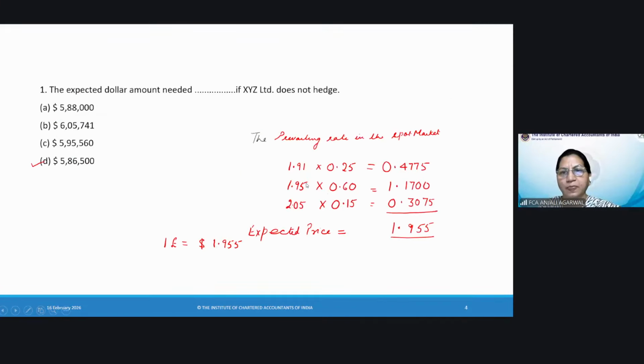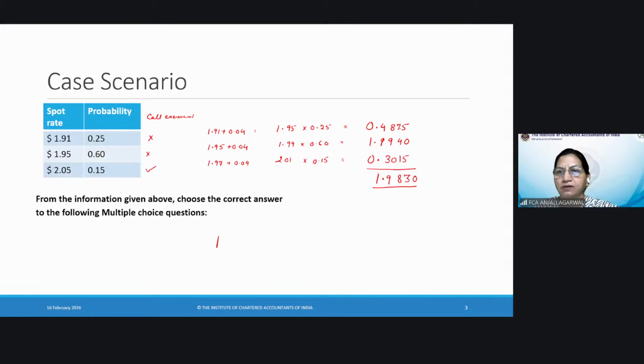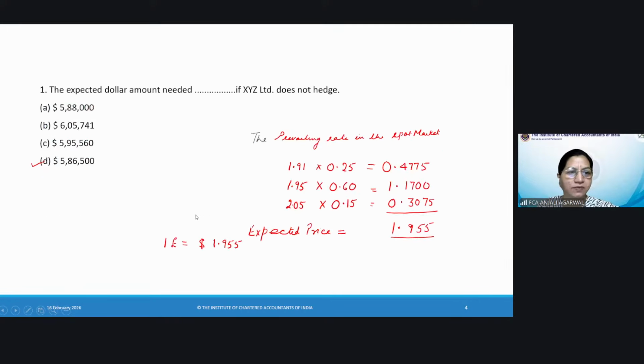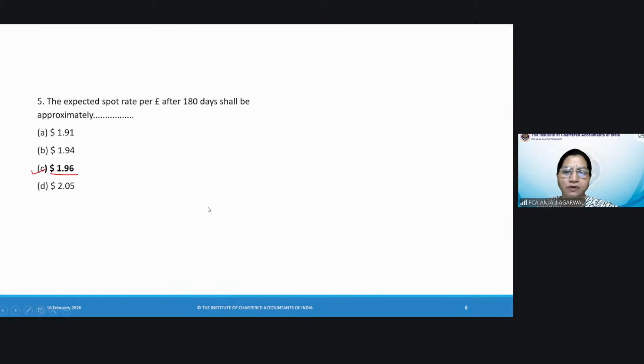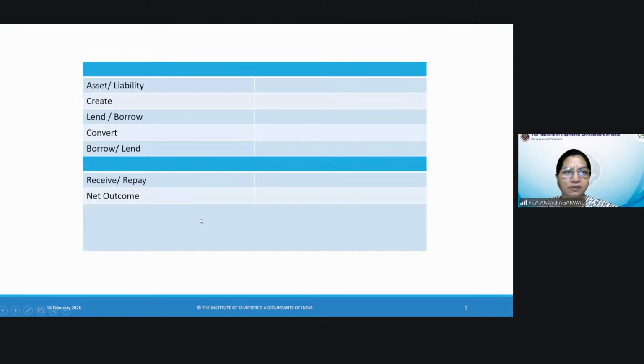Here also, if you had rounded off to 2 decimals, 0.49, 1.19 and 0.30, you can get different answers depending upon how you have rounded off. So you may get slightly different answers, but if the question says specifically that rounding off is required to 4 decimals or 2 decimals, you have to stick to that. Okay. So this was the scenario for money market hedge.